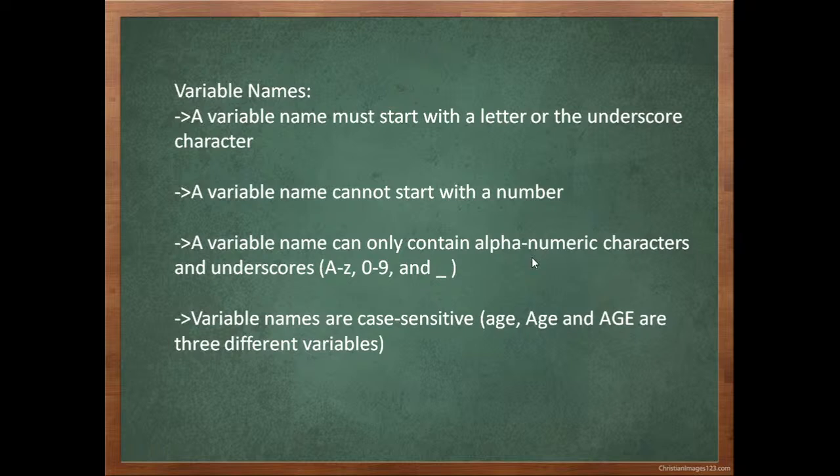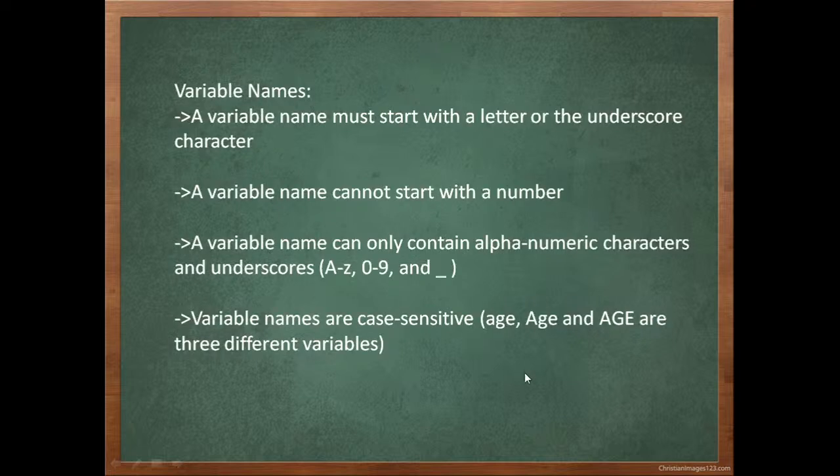Variable names are case sensitive. This is a very important point you have to remember, because here there is an example. See here, age, age with small letters. The age with small letters is different from capital A, small g, small e. Both are different in Python.